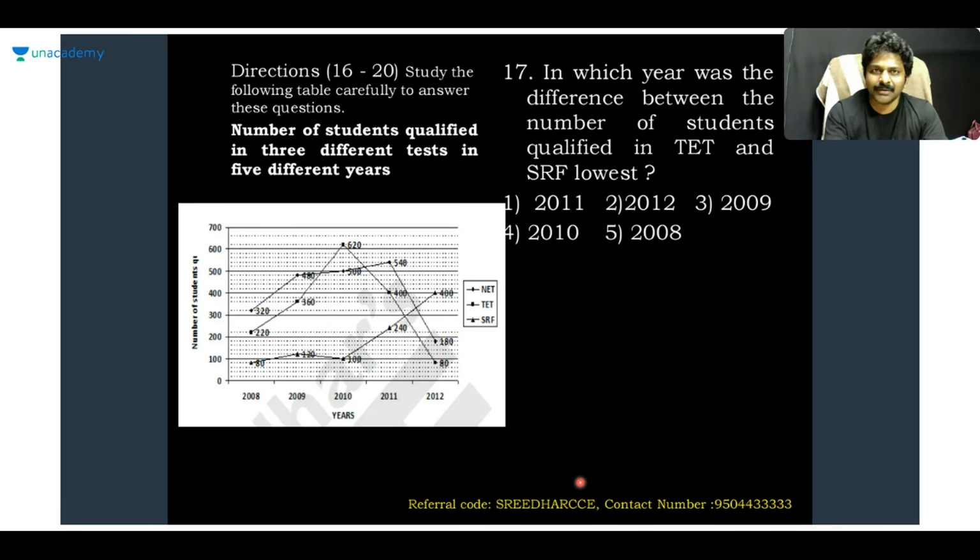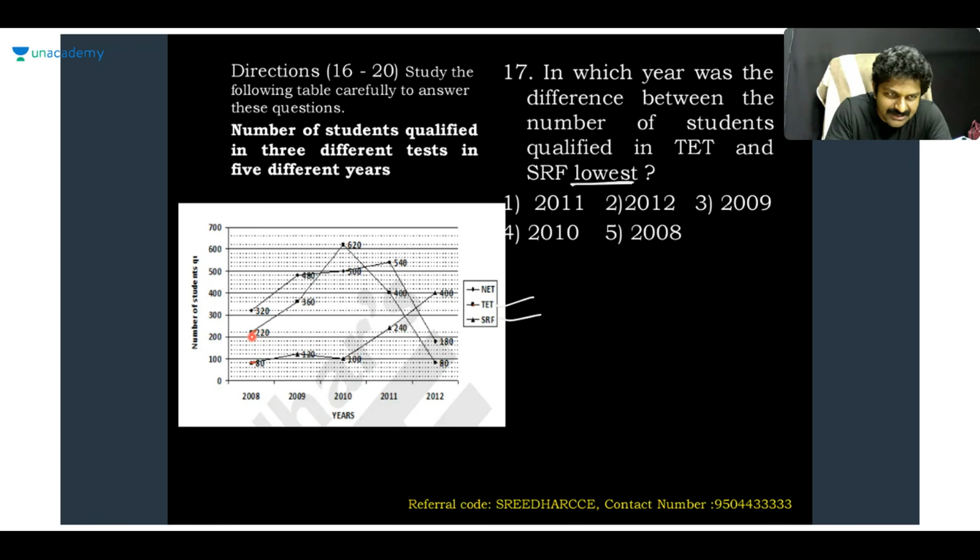Next. In which year was the difference between the number of students qualified in TET and SRF lowest? If the difference is lowest, we need to have minimum gap. Am I right? So for the two tests, TET and then SRF, observe the shape, square and then triangle. The difference must be very less. Square, this one, and then triangle.